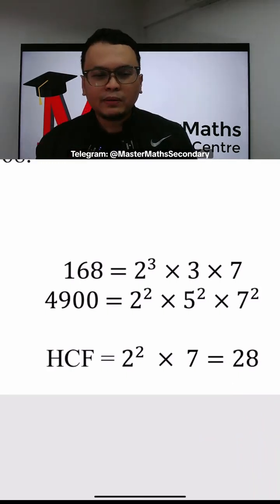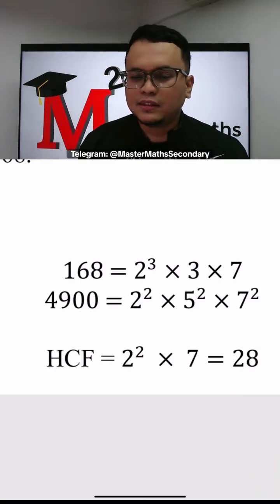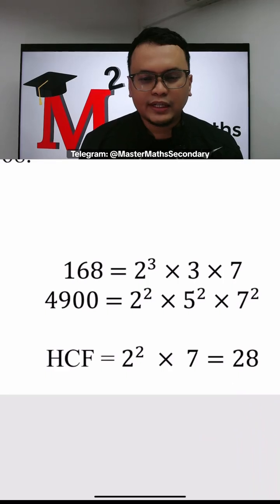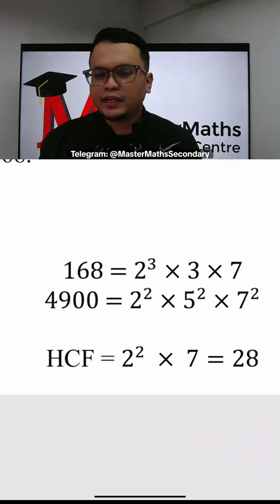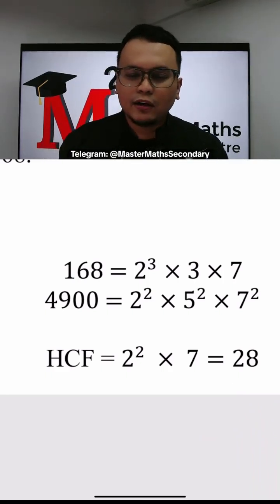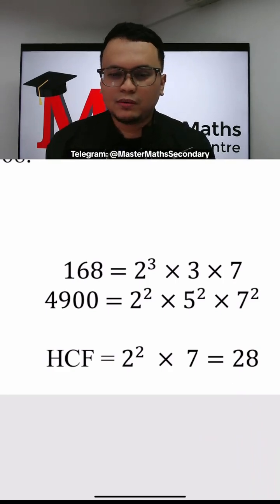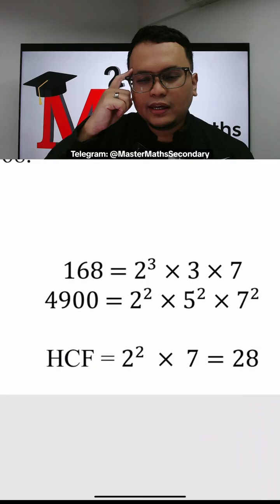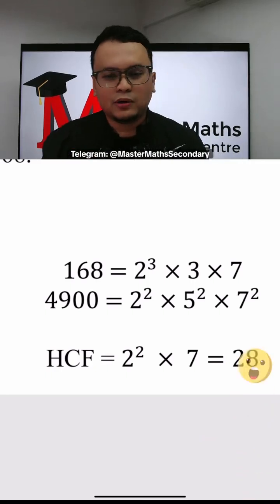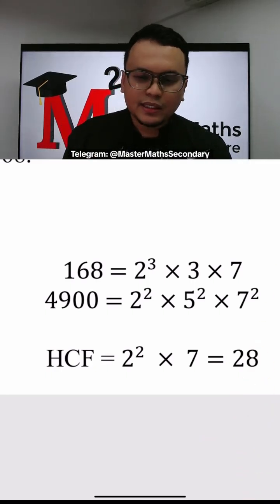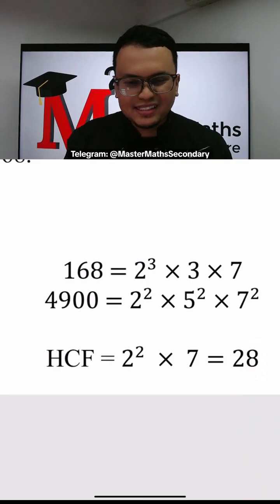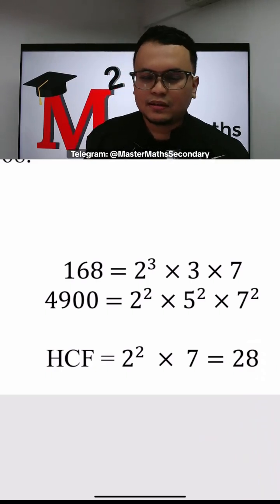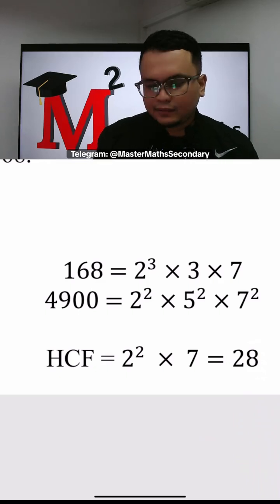Then for the powers, you choose the smallest powers. For HCF, we take the smallest powers, but start off with the base first. Common bases, smallest powers. That's how I remember it. LCM is the other way around: all bases, highest powers. Did you all get that?